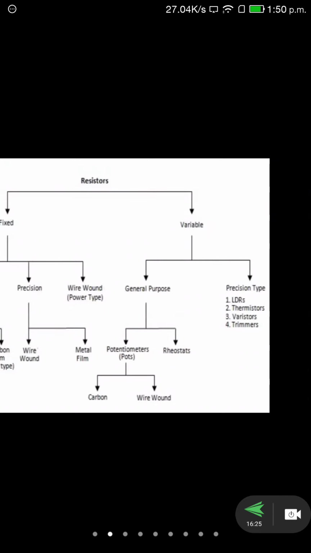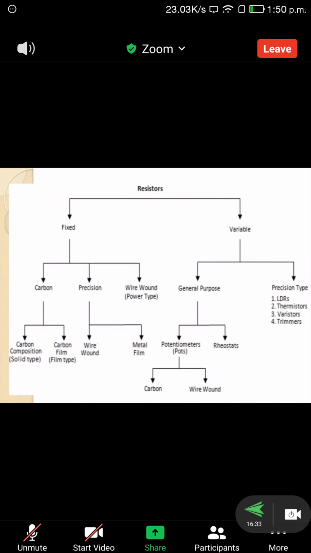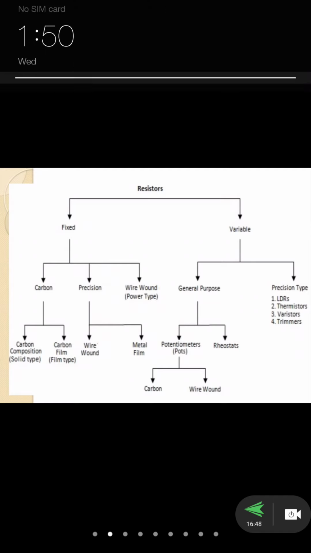Next, carbon type. In case of carbon type, there are two methods followed. First one, carbon composition type. Second one is carbon film type. So in case of the carbon composition type, the carbon and other resistive materials are mixed and placed on a metal lead.